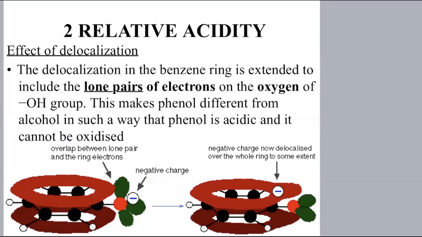With phenol, okay, phenol has an oxygen here. It is attached to hydrogen, but I'll just show it to you as an anion first. Okay, we call this anion a phenoxide, which you will look at later on.